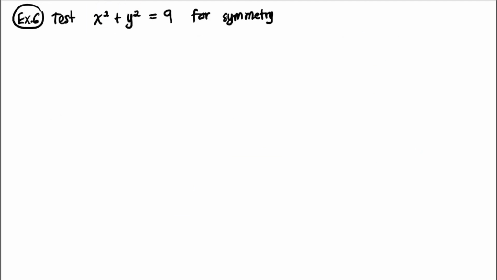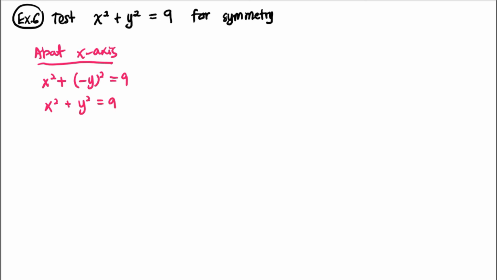Now let's go to example 6. Suppose we have to test for this. Actually, this is a circle. For the symmetry, suppose we want to check about the x-axis. Therefore, we have to replace the variable y with negative y. Therefore, we have x squared plus negative y squared equal to 9. So now we have x squared plus y squared equal to 9. Therefore, this goes back to the original equation here. So we can say that this is symmetric about the x-axis.